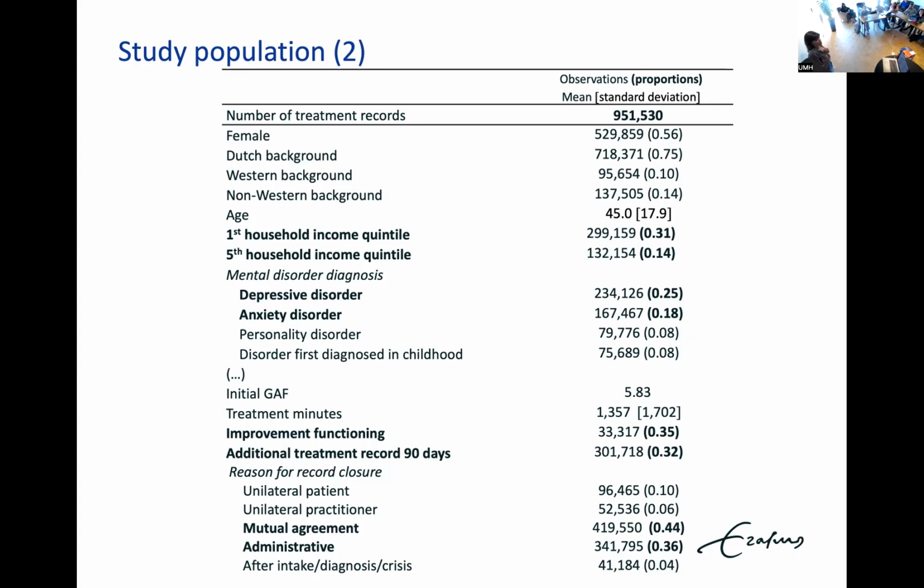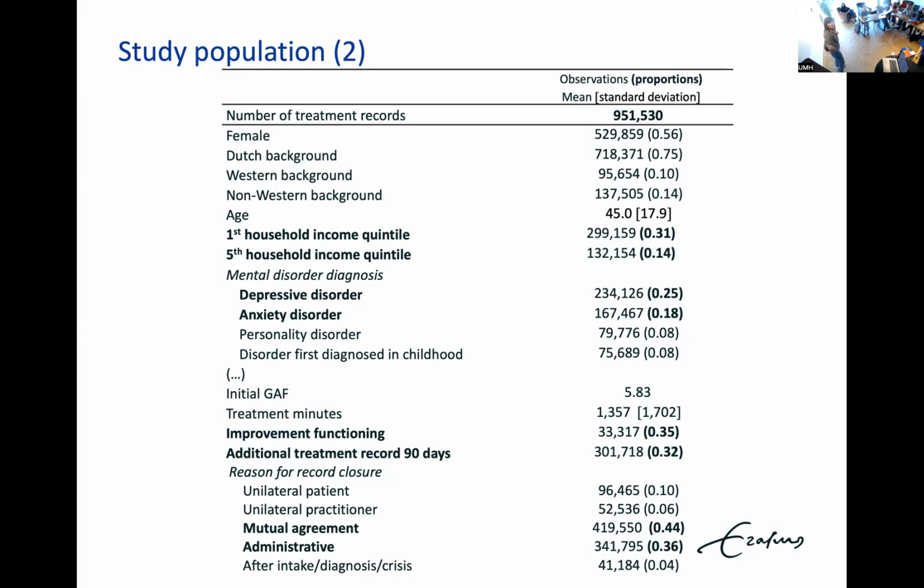Improved functioning tells us a bit more. This is whether you improved by the end of the treatment, so whether you have a higher GAF category than you had initially. 35% of the people do so by the end of the first treatment record. And then, because we are worried that we are just looking at the first treatment record, we look at additional treatment, and then we have 32%.